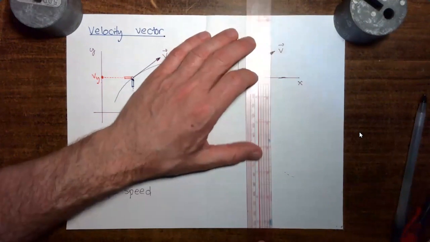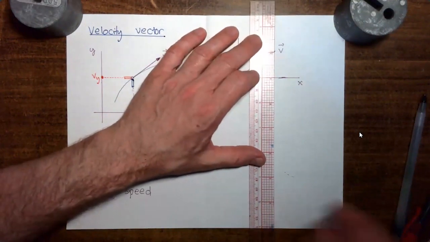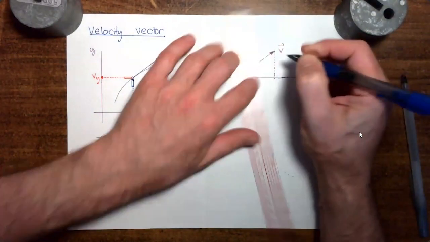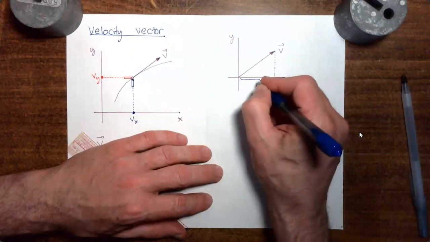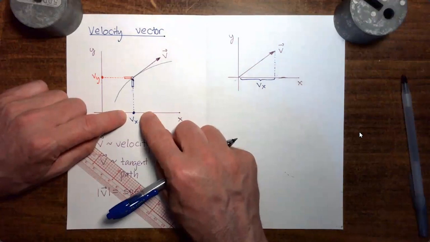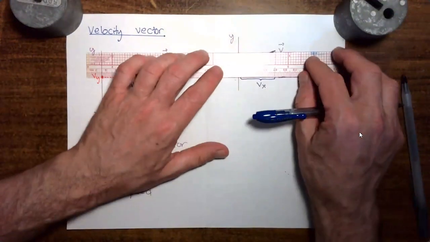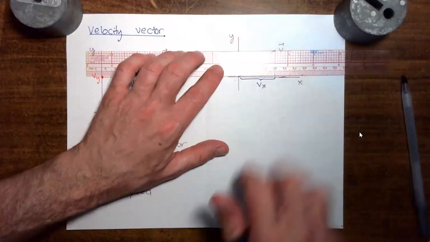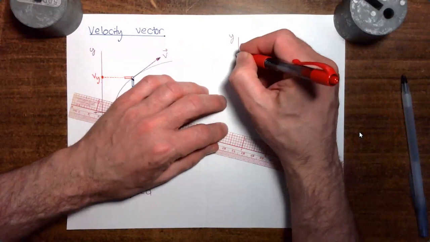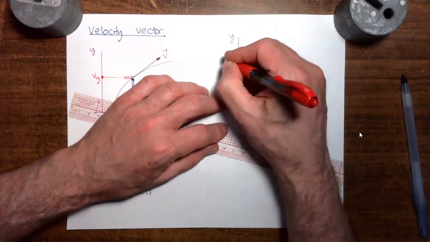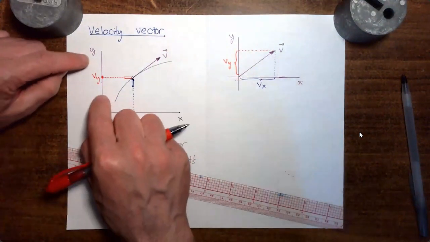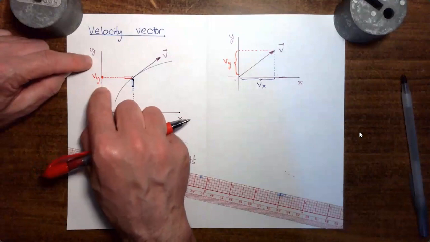If I then take the velocity vector and project onto the x-axis, then this component, v sub x, is the same as the velocity of that blue spot we were talking about before. And if I take the velocity vector and project onto the y-axis, then what I get here is the y component of the velocity vector, and this is exactly the same as the velocity of the red spot as we were discussing earlier.